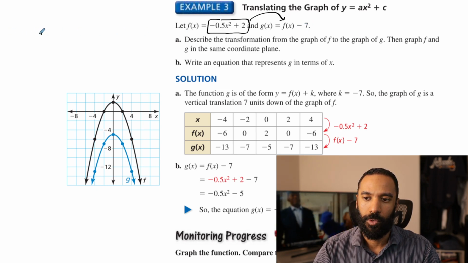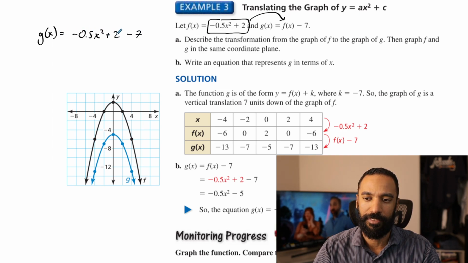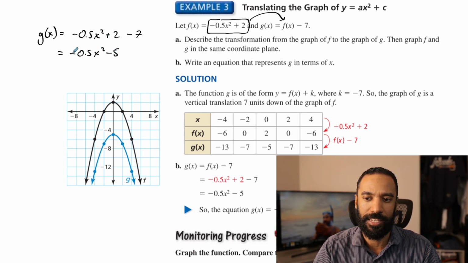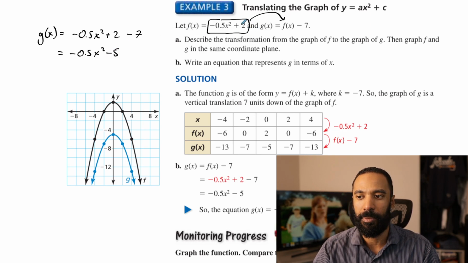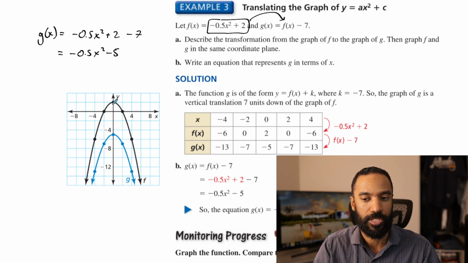Instead of f of x minus 7, g of x is negative 0.5x squared plus 2 minus 7. And 2 minus 7 is negative 5, so I can actually combine that. But the idea is this would be the new graph that I make. In comparison to this, it's 7 units lower, a vertical translation 7 units downward.